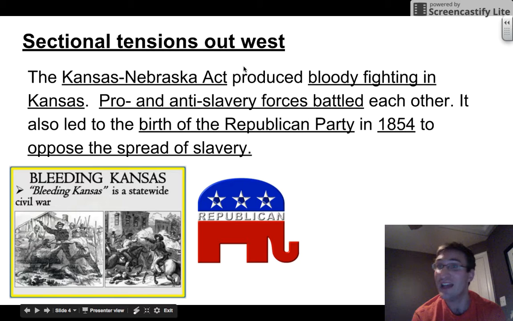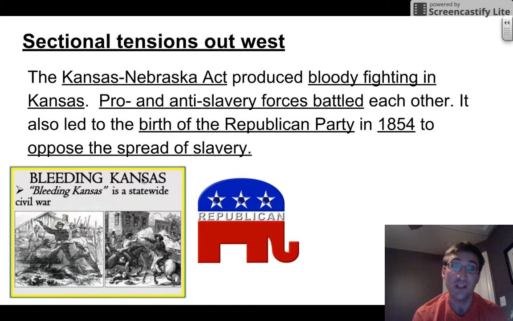Sectional tensions out west. The Kansas-Nebraska Act produced bloody fighting in Kansas. Pro- and anti-slavery forces battled each other. It also led to the birth of the Republican Party in 1854 to oppose the spread of slavery. And the Republican Party's logo involves an elephant. Going back to Bleeding Kansas, which basically meant that there's a statewide civil war going on in the 1850s between those that like slavery and those that want it abolished.